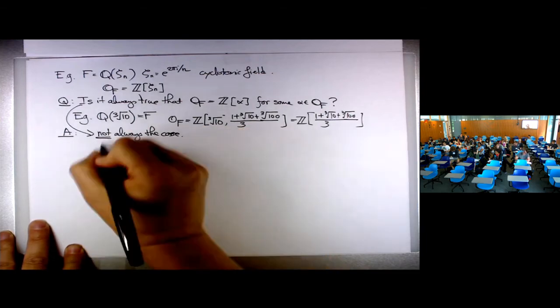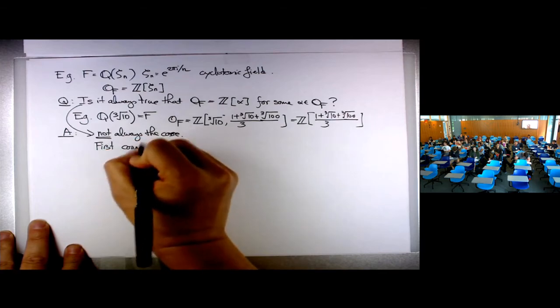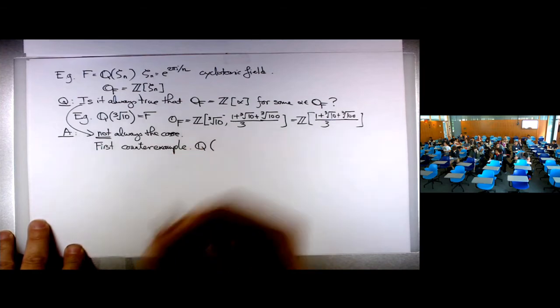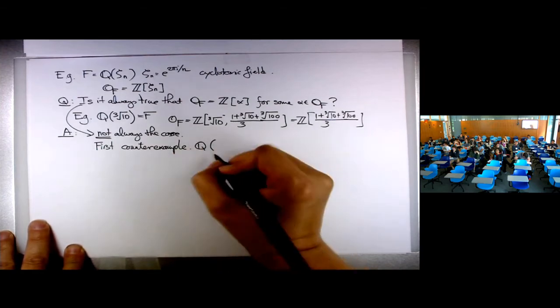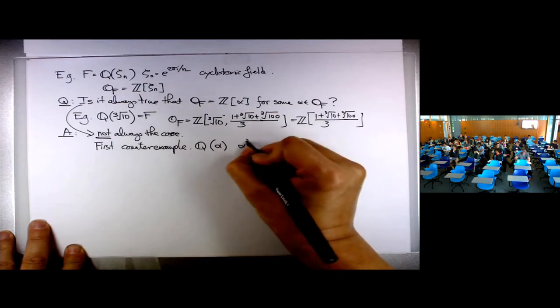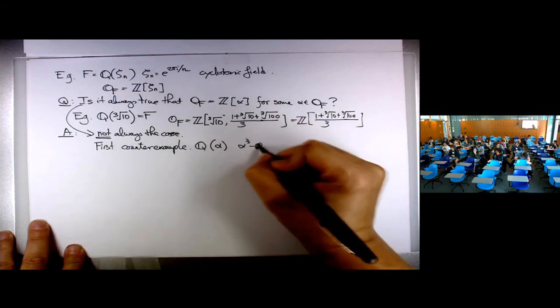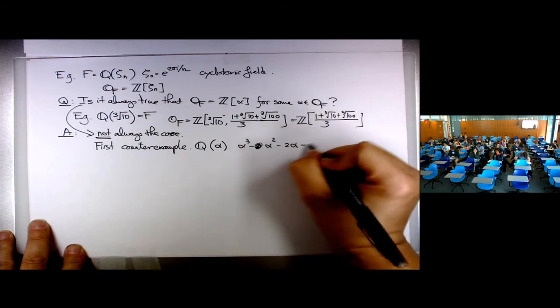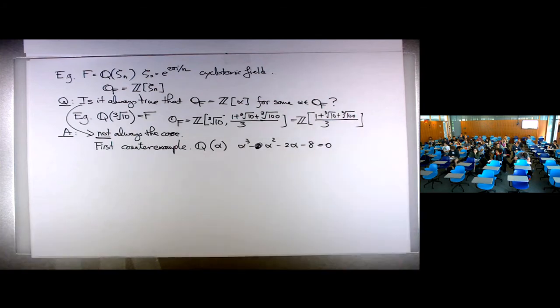So here's an example. First the counterexample. It starts in cubic. All the quadratic fields, of course, are generated by one element. Hopefully I got it right. Oh shoot, x cubed minus 2x minus... I think this is minus 8. So play with the coefficients. You can check this is irreducible, unless I got the signs wrong.